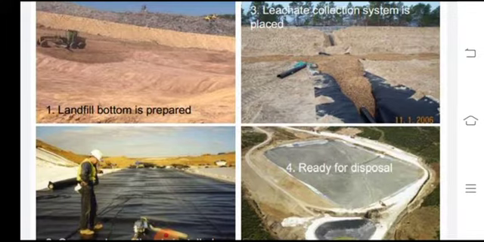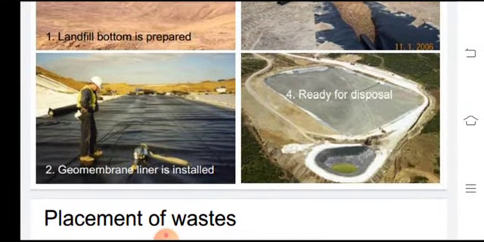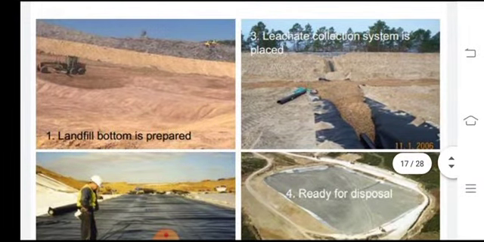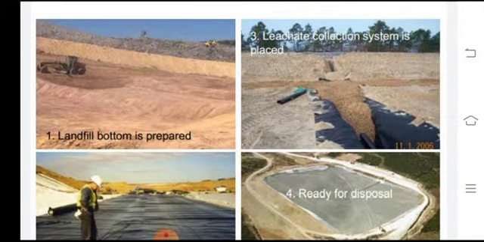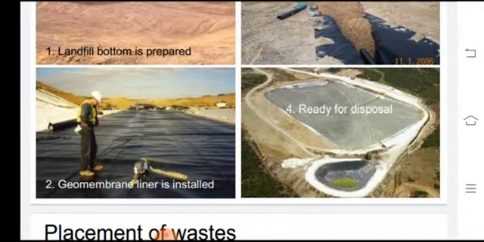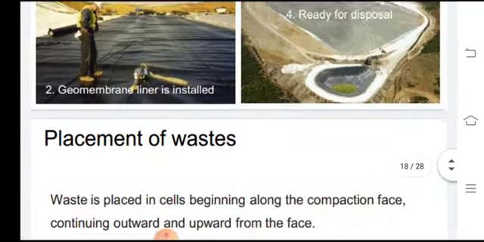Normally this explains the excavation process, but it is based on our design how deep we can go, and this depth is related to the availability of the water table beneath the ground surface. Then we have another geomembrane liner being installed at the bottom. Then we are placing the leachate collection system. You can see the drain pipes being installed. Then this is the final shape of the landfill, ready for disposal.